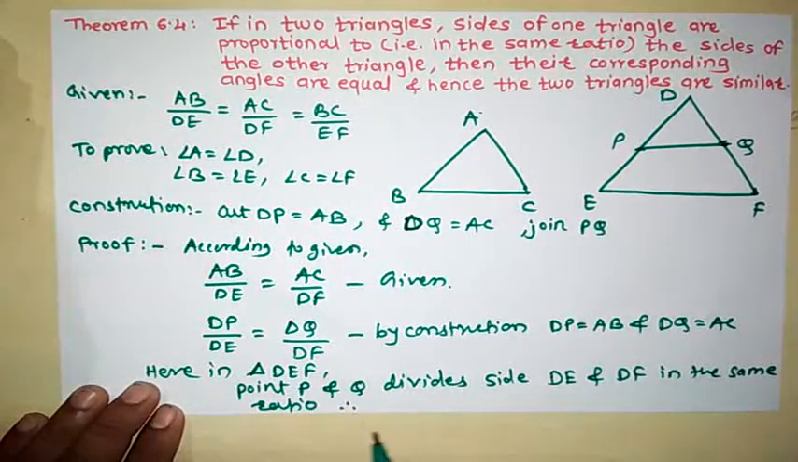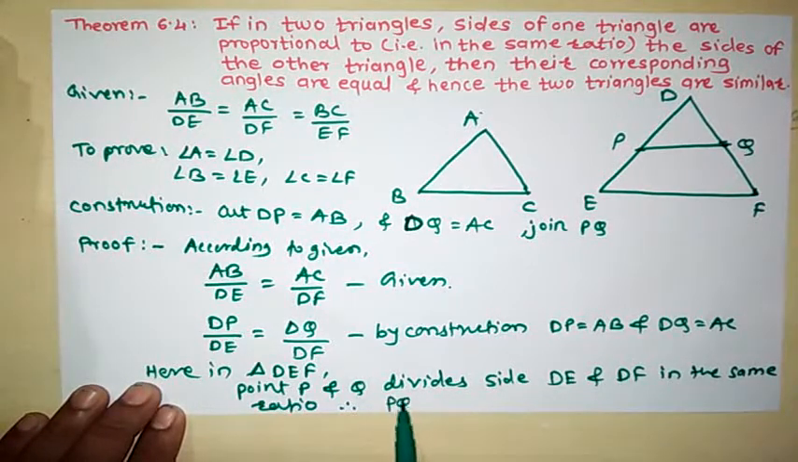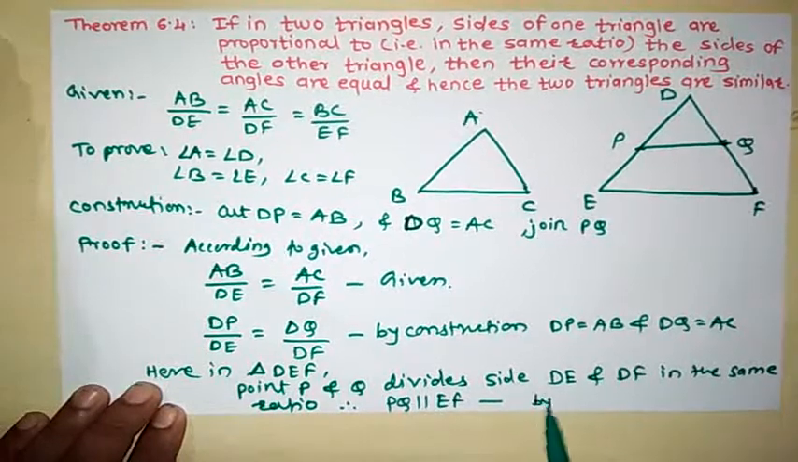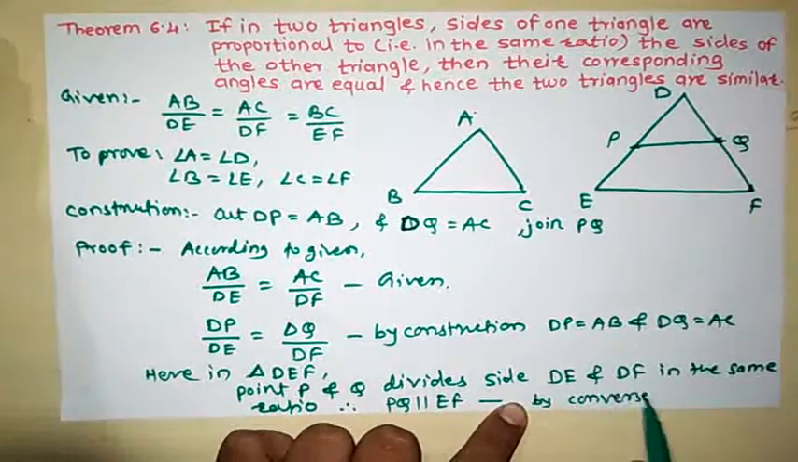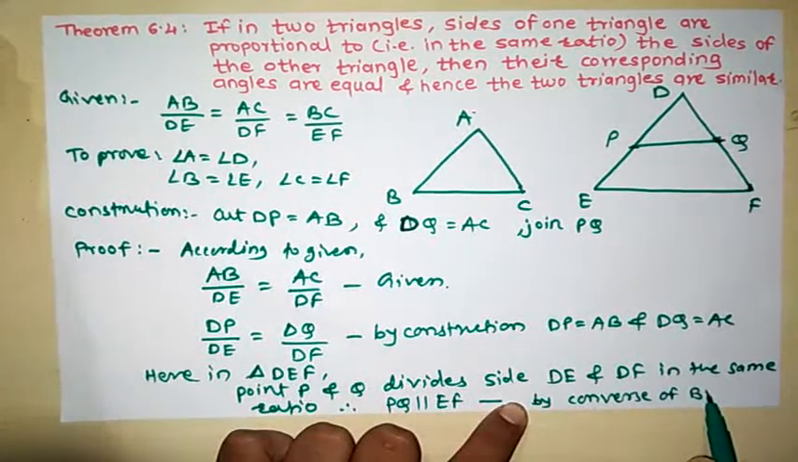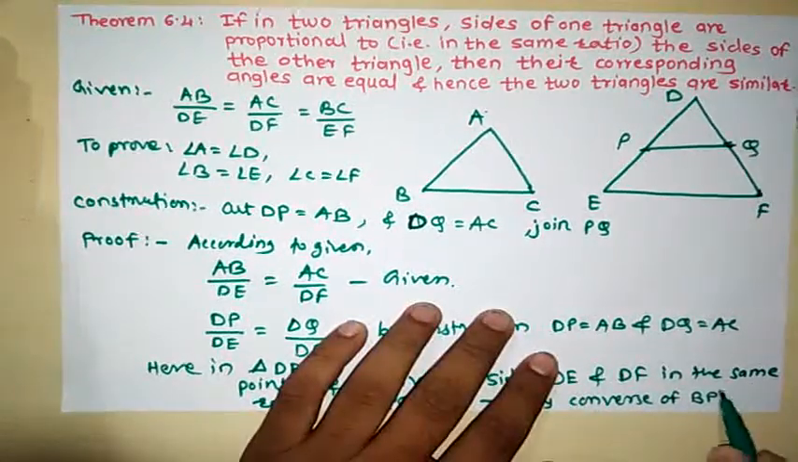Therefore, in the same ratio, can we say that PQ is parallel to EF? What is the reason PQ is parallel to EF? The reason is by the converse of the BPT theorem.